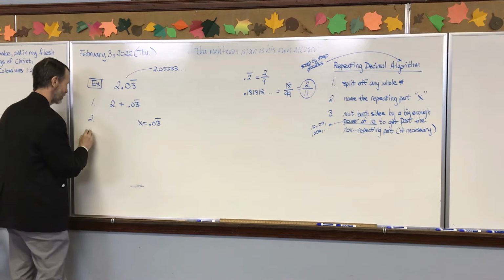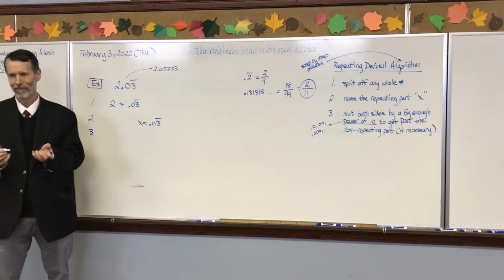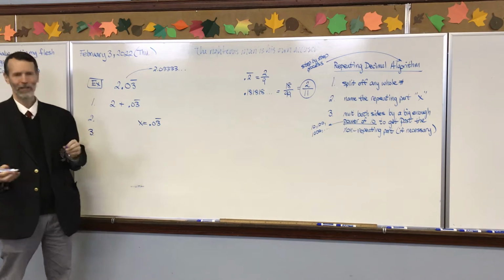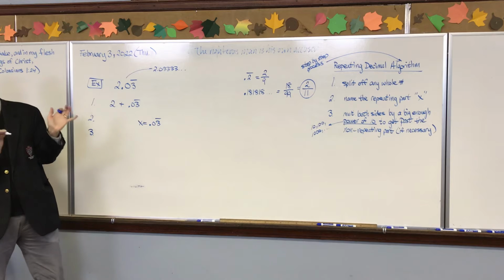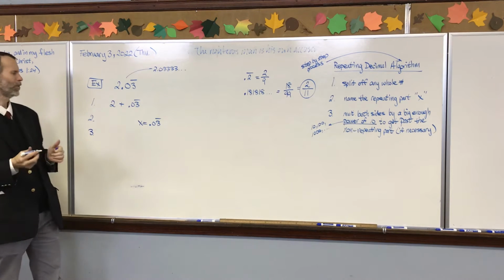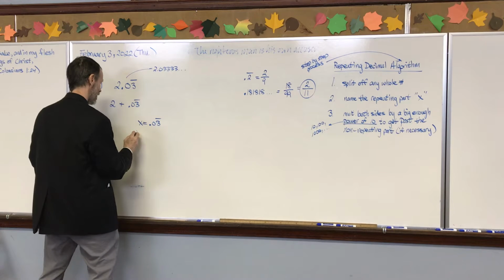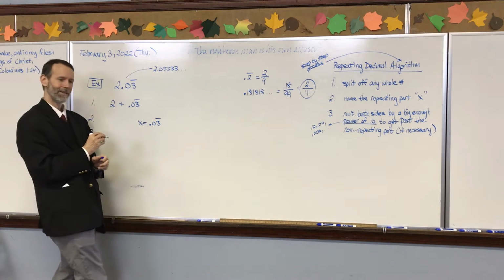How big of a power of 10 do we need in order to get past that 0? How many spaces do we have to skip in order to get past the 0? 1. What would we multiply it by to do that? 10. Yeah, we don't need a heck of a lot. Now you can do it as long as you do it to both sides.